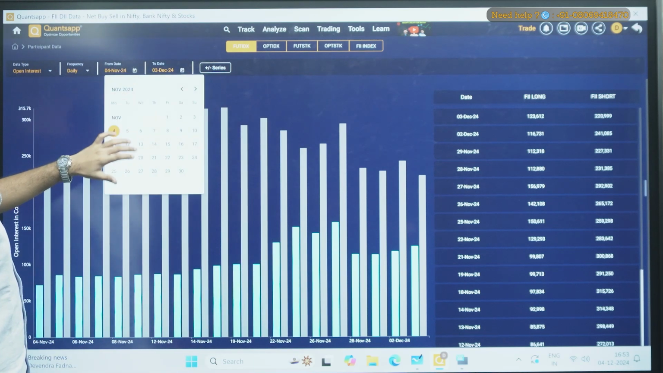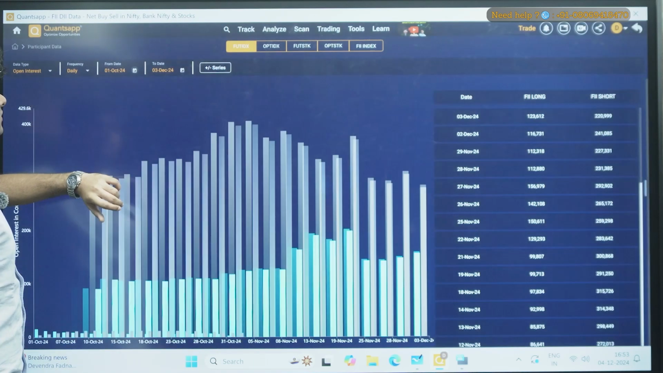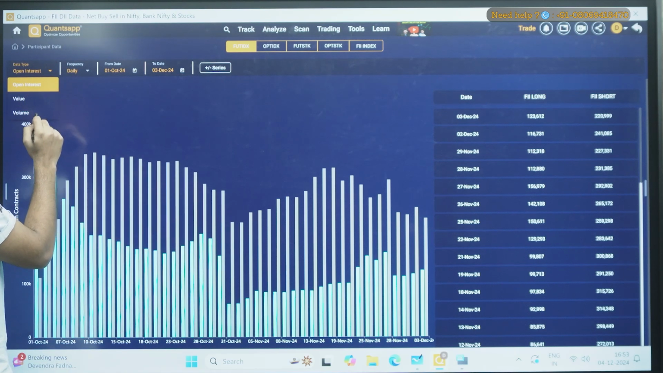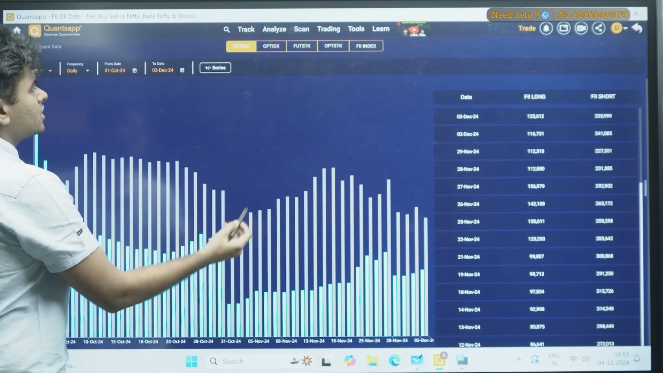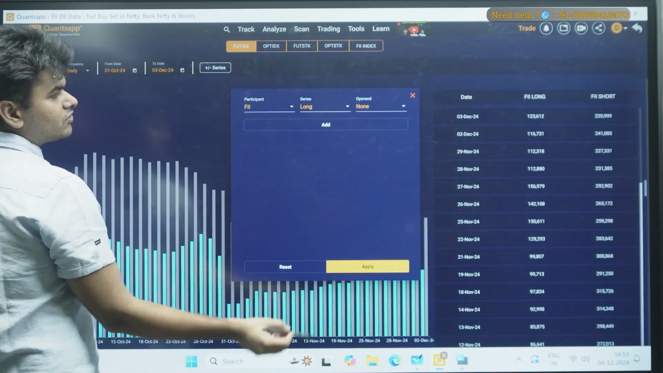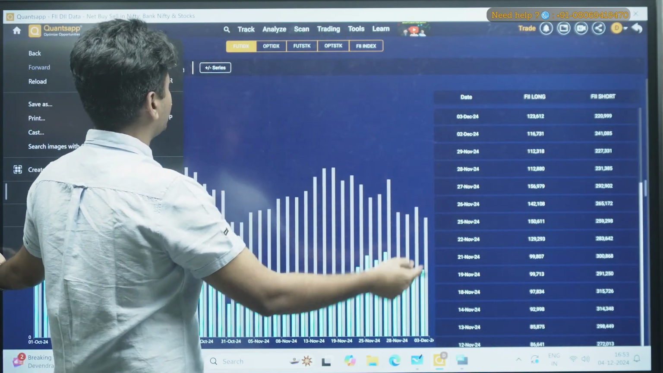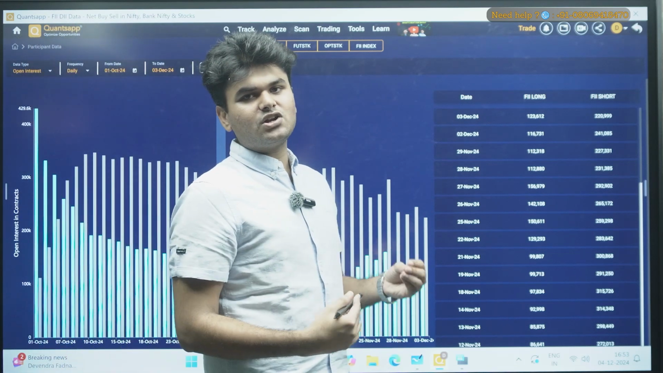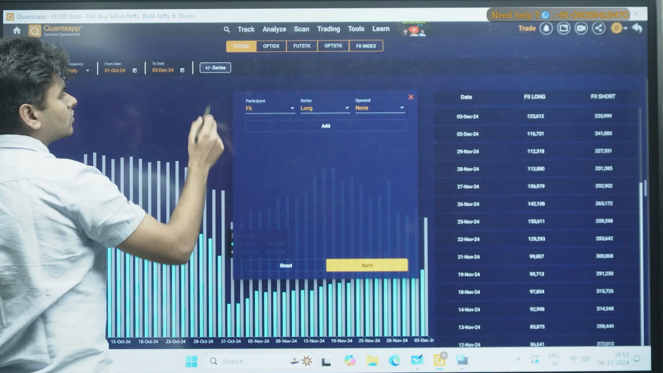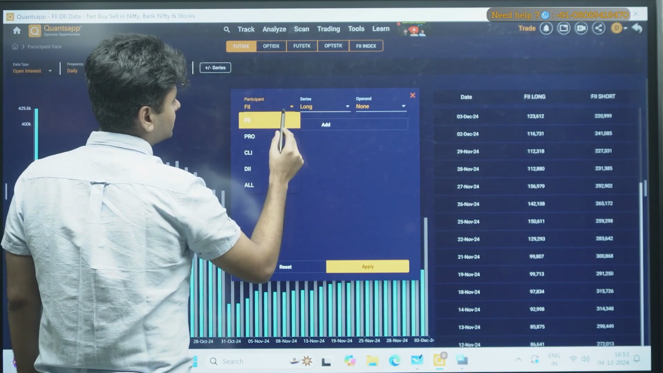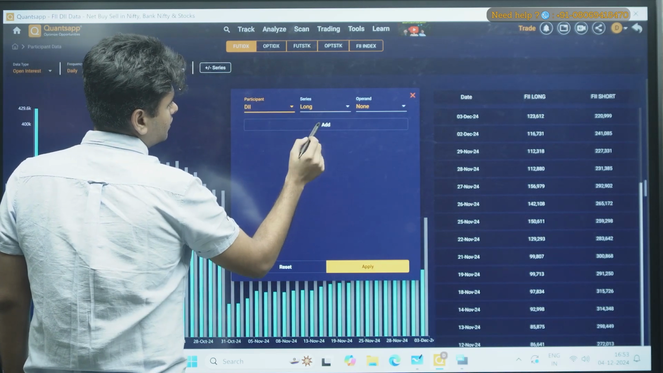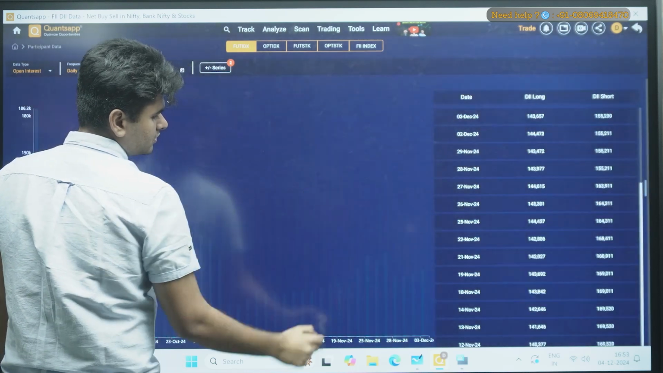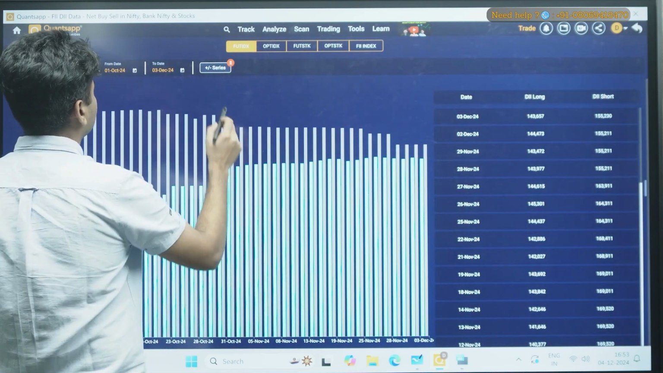So we'll just take the last 2 months data. You can see the last 2 months data here. The frequency is daily and the metric is open interest. Simply by adding series, you have FII long and FII short. So you can see the FII data as of yet. Let's add domestic also to get a view. So you can go for domestic long, domestic short.